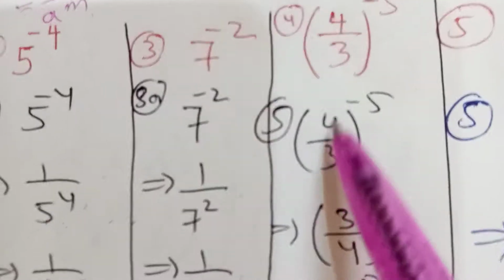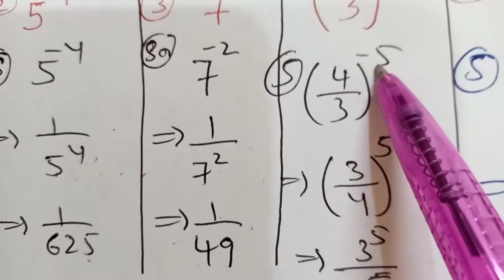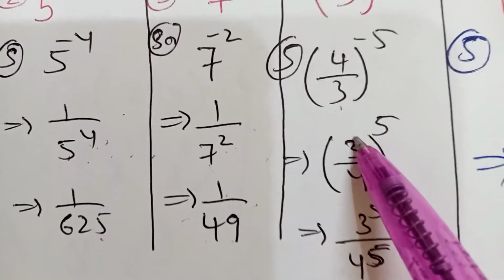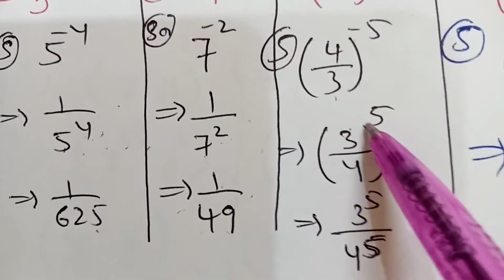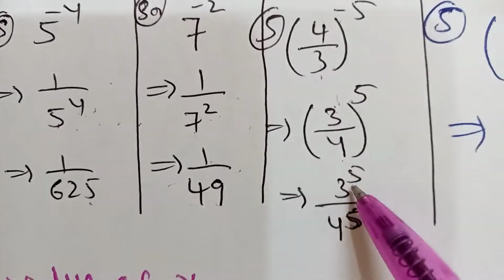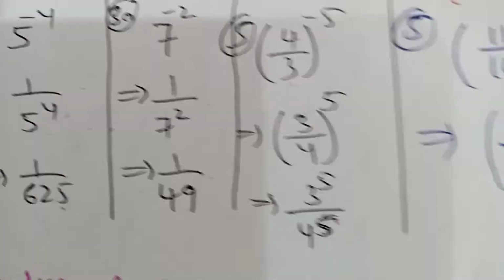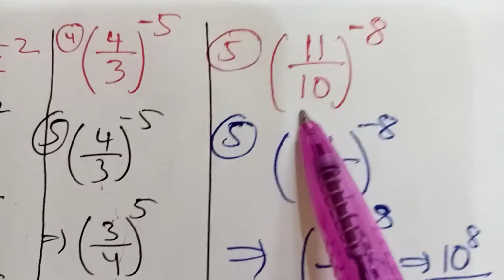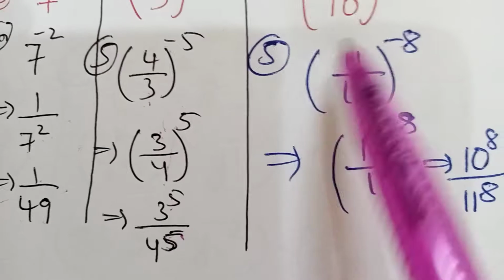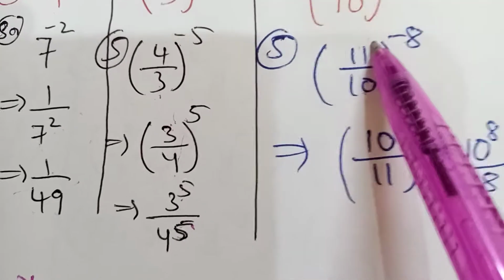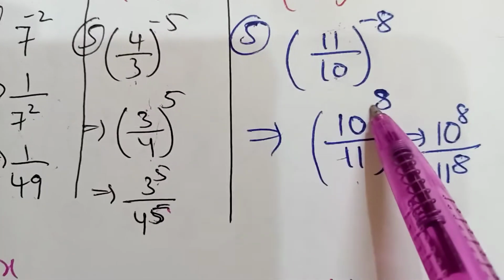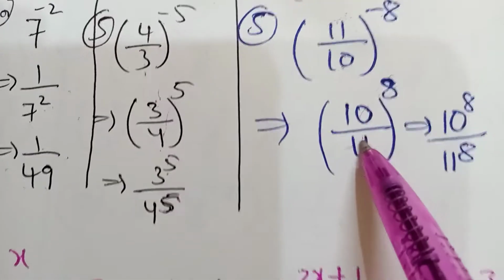Next, (4/3)^(-5). See here, this is 4 by 3 with minus. If you reciprocal, 3 will go up, 4 will come down, minus will go. 4 by 3 becomes 3 by 4, minus will go. So 3^5 by 4^5. Same, (11/10)^(-8). Reciprocal, 10 will go in the numerator, 11 will be the denominator. 10 by 11, minus finish. So 10^8 by 11^8.